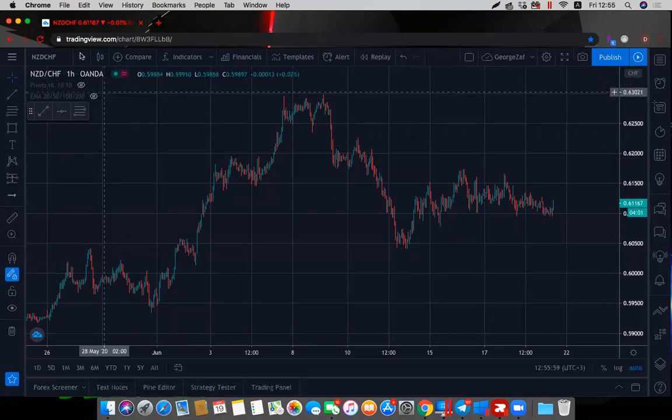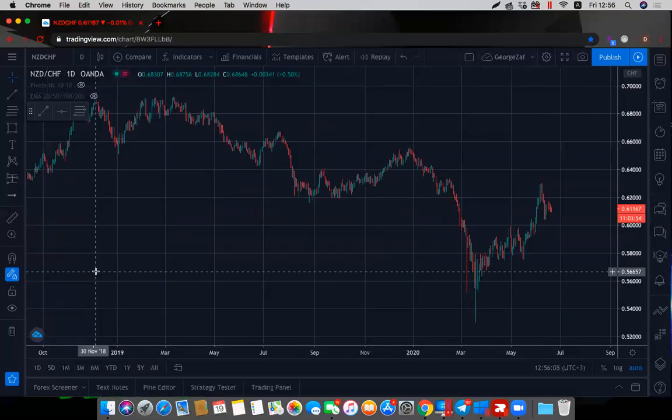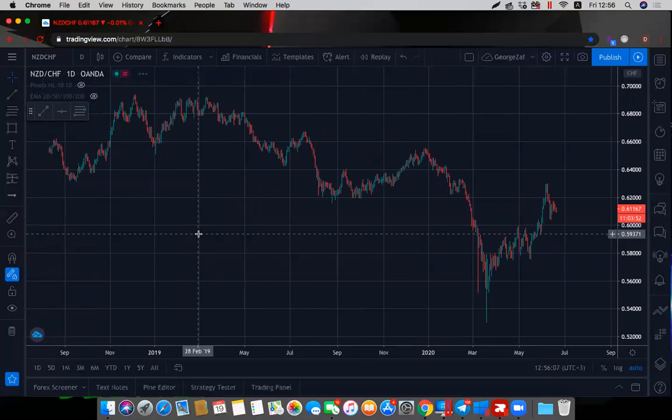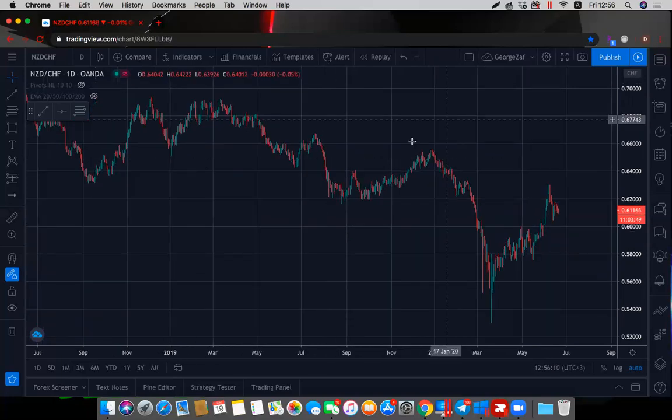So I'm coming here and I'm going to day 1. This is NZD-CHF, for example, okay? And we have now June 19, and we can go back till July 18, okay, 2018. So I prefer to draw the lines with this, not just a line. I prefer to draw a zone.